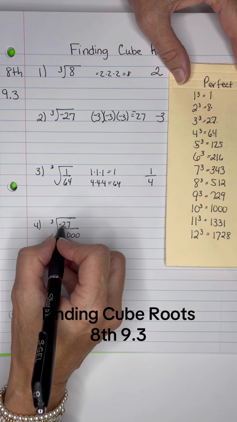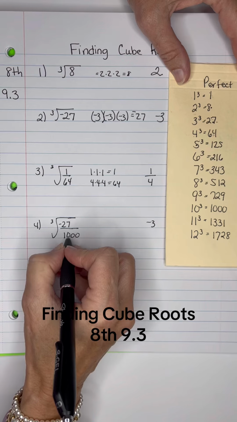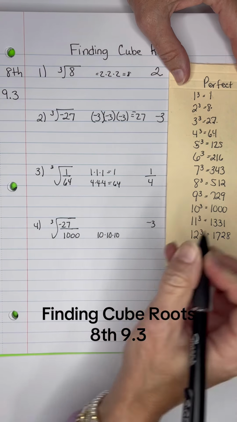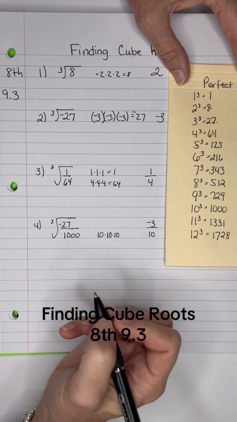Same thing here. We've already done the 27. The negative 27, we knew that part was negative 3. But what times itself 3 times is 1,000? Well, that would be 10 times 10 times 10. If you look right here, that would be 10.